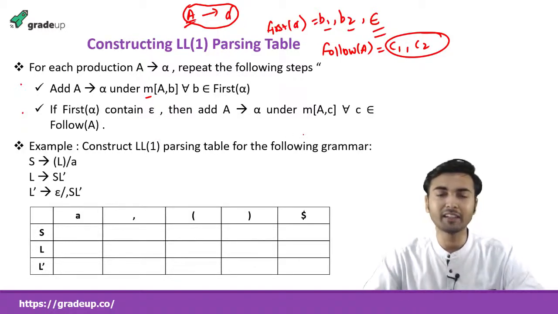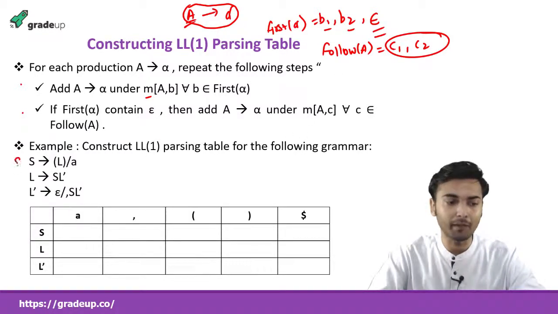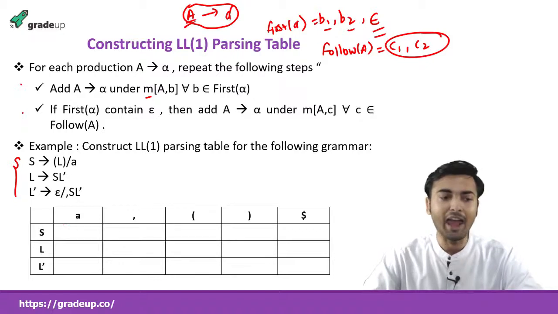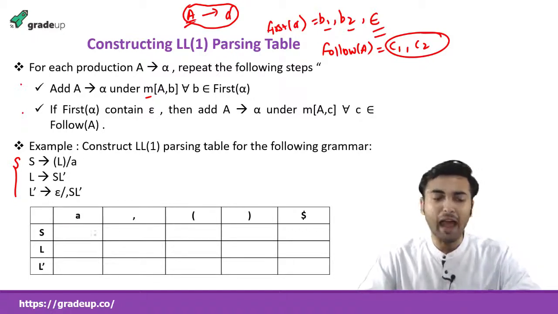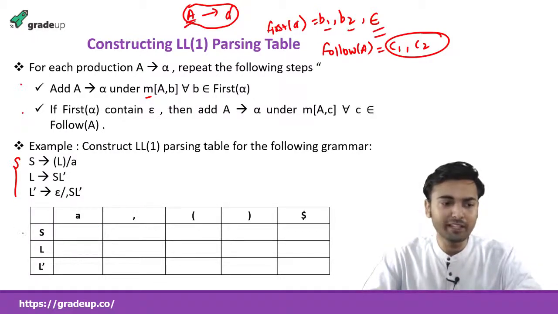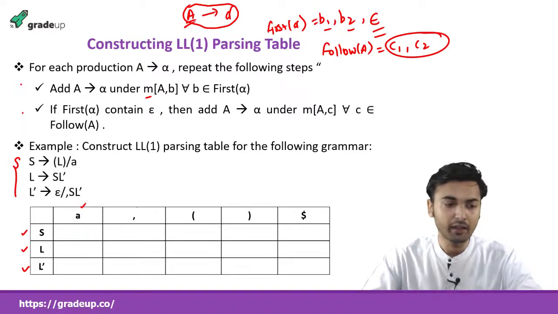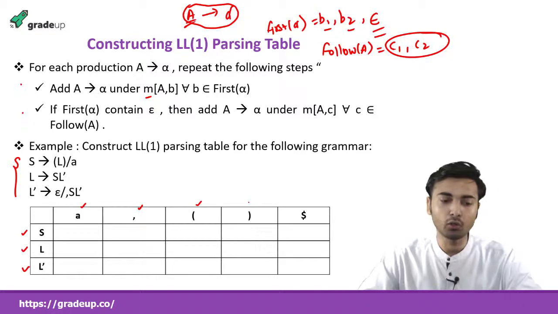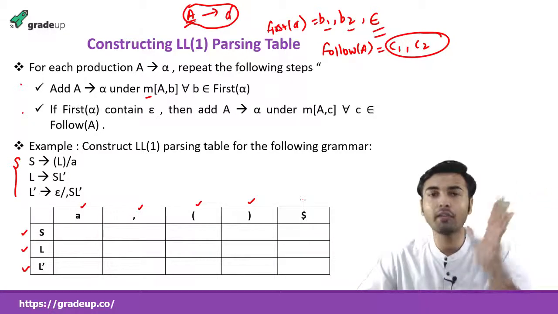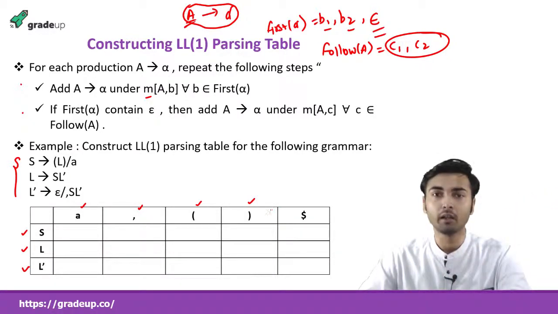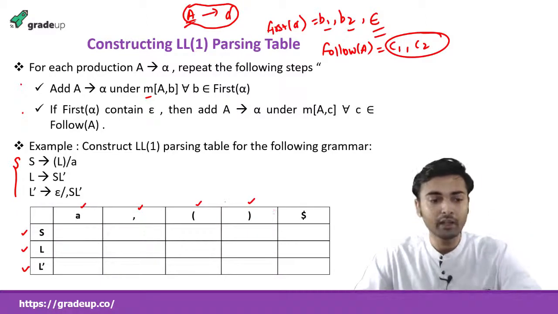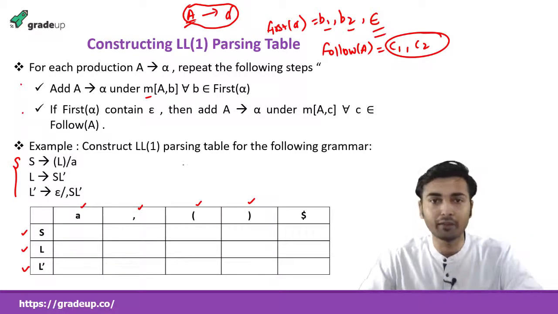Construct the LL1 parsing table for the following grammar. This is your grammar and this is your parsing table. These are your variables S, L, L dash, and these are your terminals a, comma. Comma is also a terminal. Opening bracket, closing bracket, and dollar. Always keep dollar in your table. It has some relevance, I'll tell you. Now you have to fill this table.